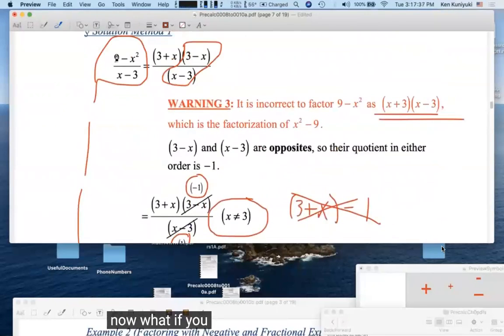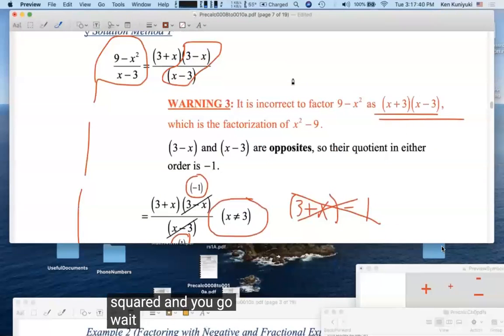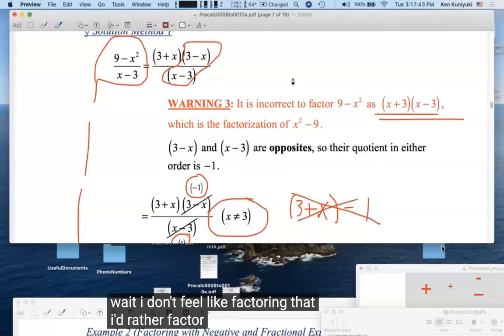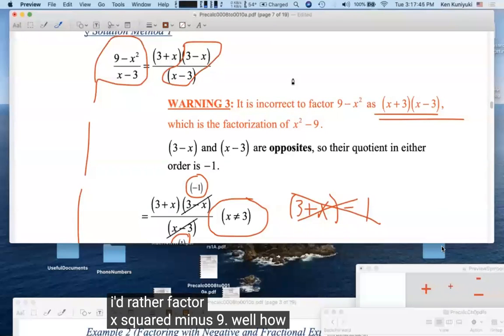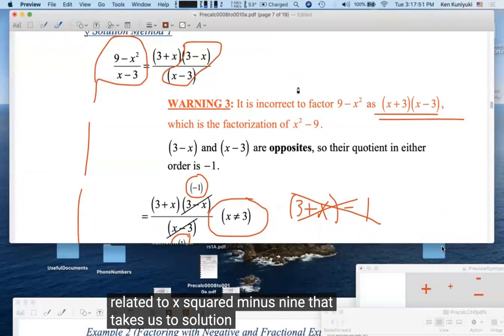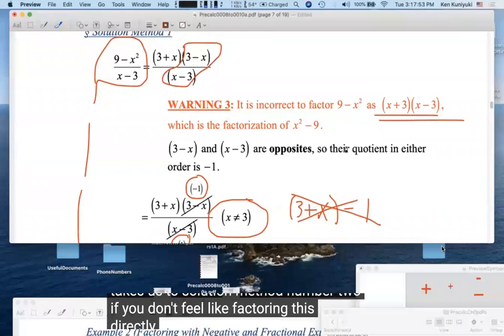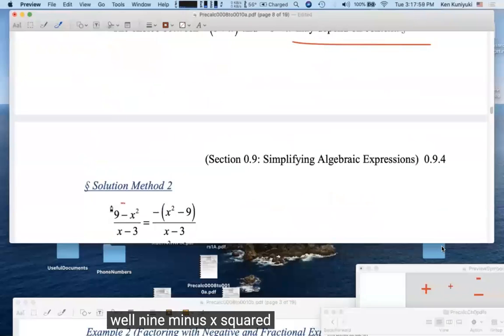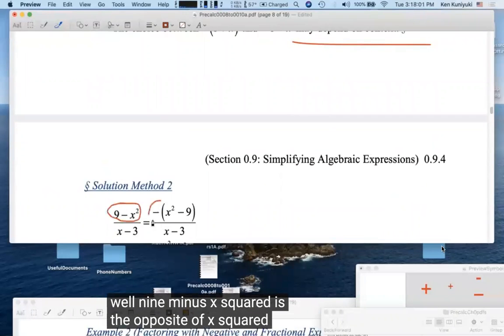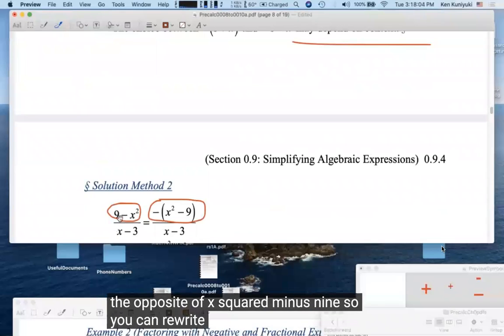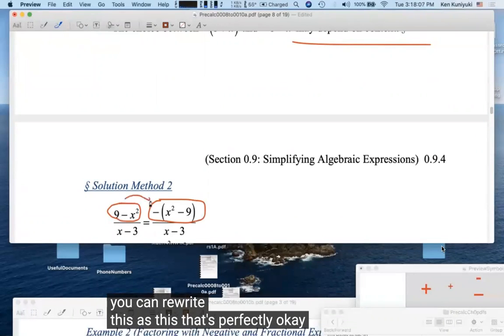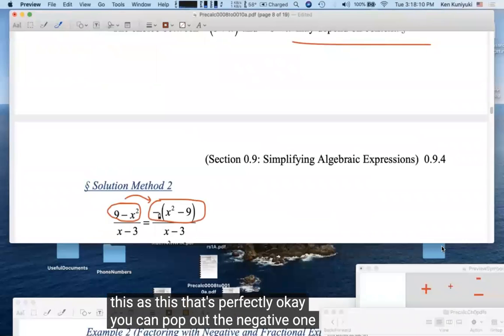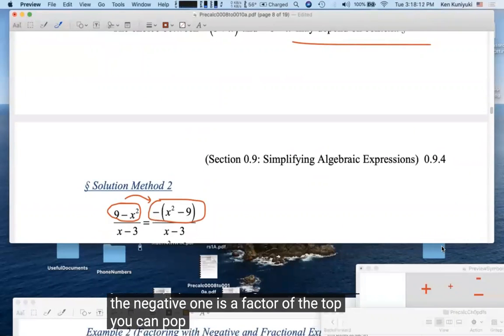Now, what if you look at 9 minus x squared and you go, wait, I don't feel like factoring that. I'd rather factor x squared minus 9. Well, how is 9 minus x squared related to x squared minus 9? That takes us to solution method number 2, if you don't feel like factoring this directly. Well, 9 minus x squared is the opposite of x squared minus 9. So you can rewrite this as this. That's perfectly okay. You can pop out the -1 factor. The -1 is a factor of the top. You can pop it out. And then you're back to factoring x squared minus 9, old school.